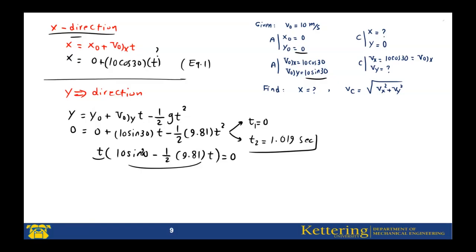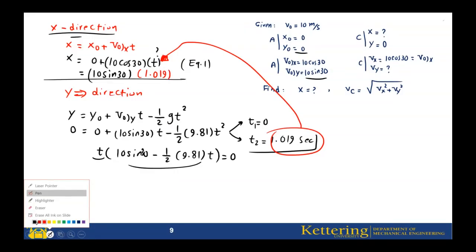We can find x. If I plug in here, it is 10 cosine 30, plugging the time into this equation, multiplied by 1.019. If you calculate this one, let me see.